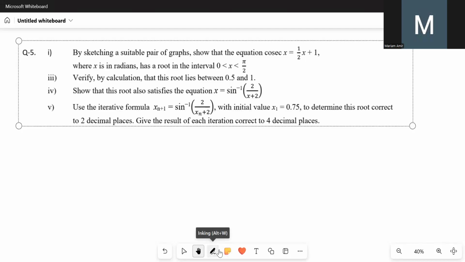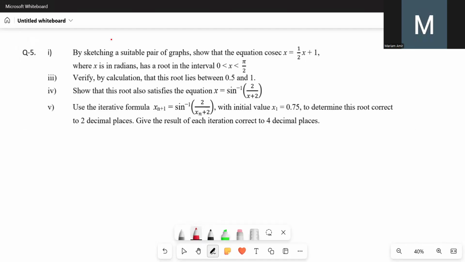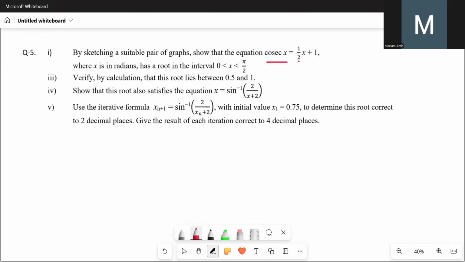Okay, so we're doing another question on the topic numerical solutions. Part one says, by sketching a suitable pair of graphs, show that cosecant x equals half x plus 1, where x is in radians, has a root in the interval 0 to pi by 2. So we will be sketching two curves on the same graph, the curve for cosecant x and the straight line for half x plus 1.